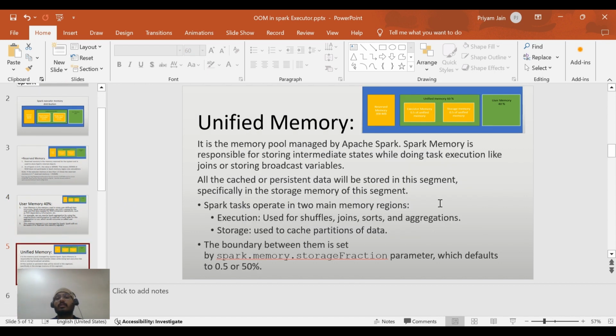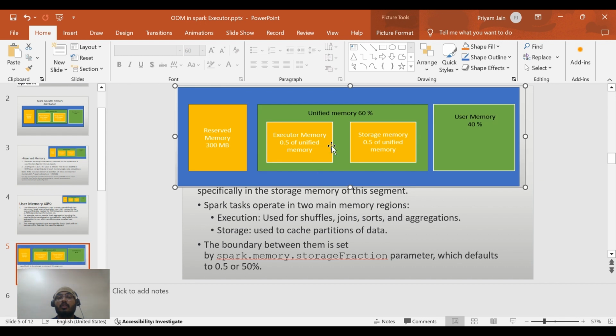Then let us go and see the unified memory. This is the main memory which we consume from the Spark executor, and this is the memory segment where executor out of memory exceptions are bound to happen, right? Let us see this first. Let me zoom this image. So unified memory is 60% of the total memory.